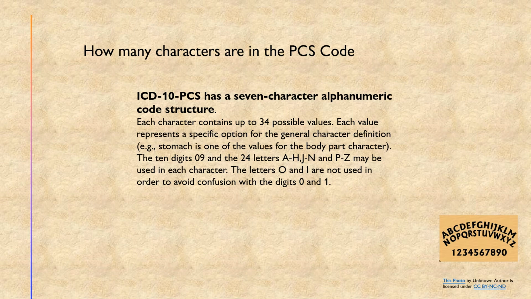How many characters are in the PCS code? ICD-10 PCS has a 7-character alphanumeric code structure. Each character contains up to 34 possible values. Each value represents a specific option for the general character definition. Example, stomach is one of the values for the body part character. The 10 digits 0 through 9 and the 24 letters A through H, J through N, and P through Z may be used in each character. The letters O and I are not used in order to avoid confusion with the digits 0 and 1.